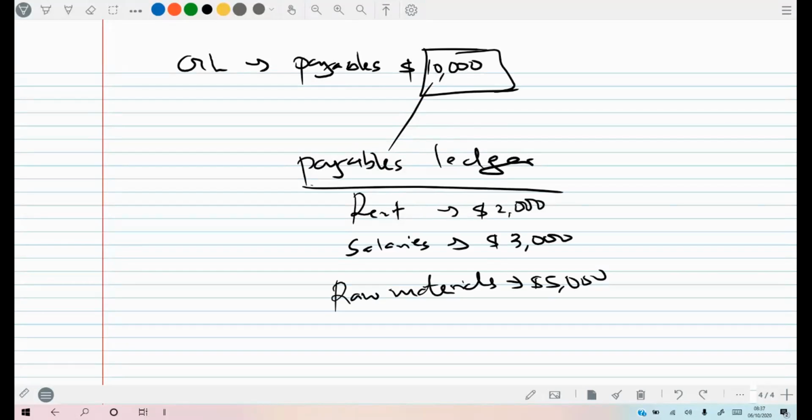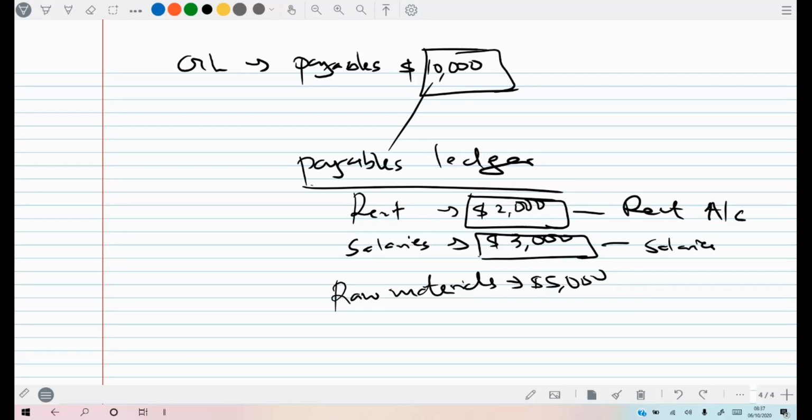If, for example, you want to know where this rent is coming from, you have to go to the rent account itself. If you want to know how this 3,000 is coming up, you have to go to the wages and salaries account itself. So you have to go to the individual accounts themselves. If you want more information, you have to go lower and lower.